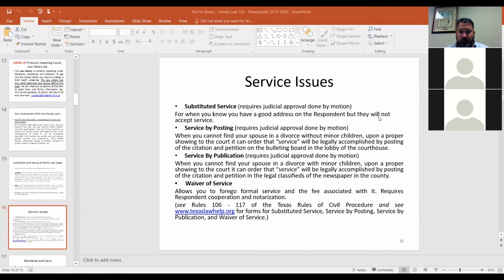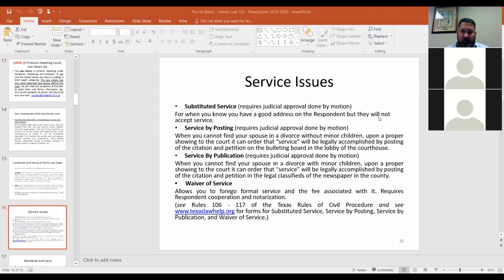So then there's waiver of service. A lot of times now, since divorces are agreed, at least in some respects, the two parties are agreed that they want to get divorced, and to save drama and the expense of having a service accomplished, you can do what's called a waiver of service.